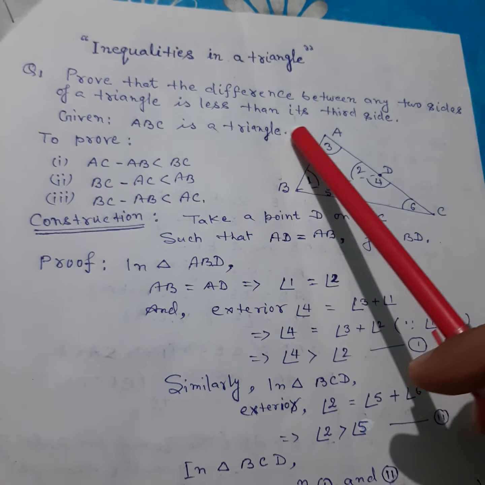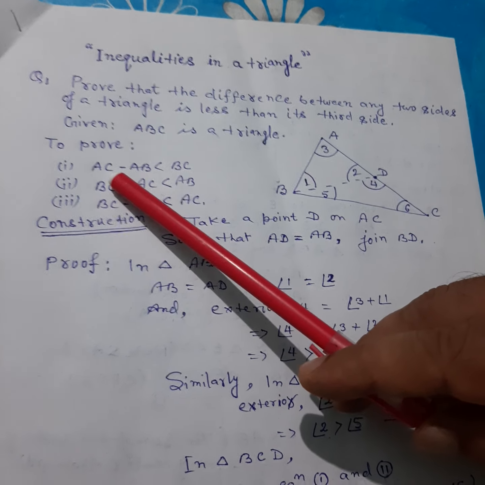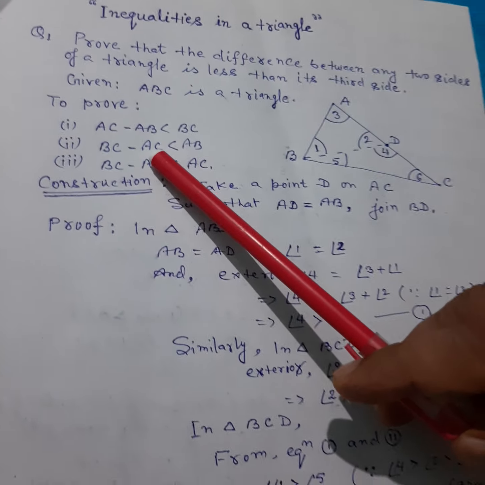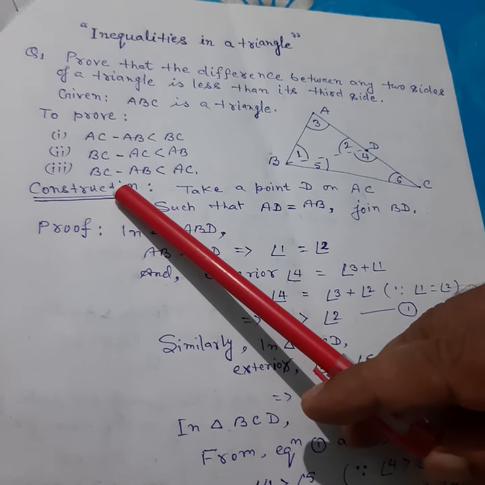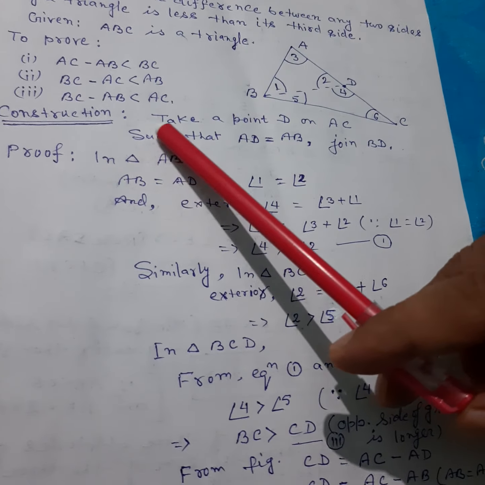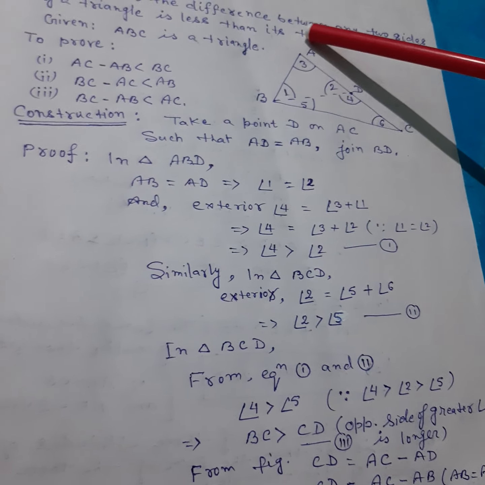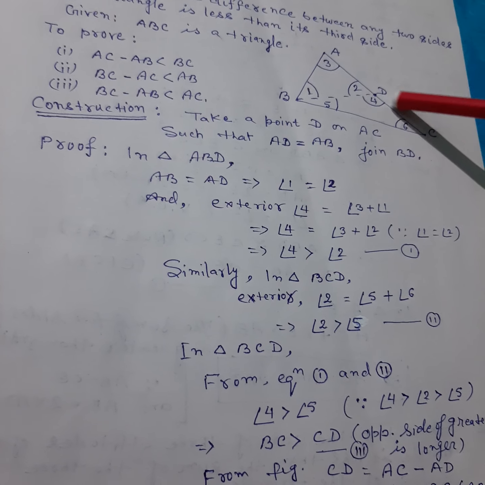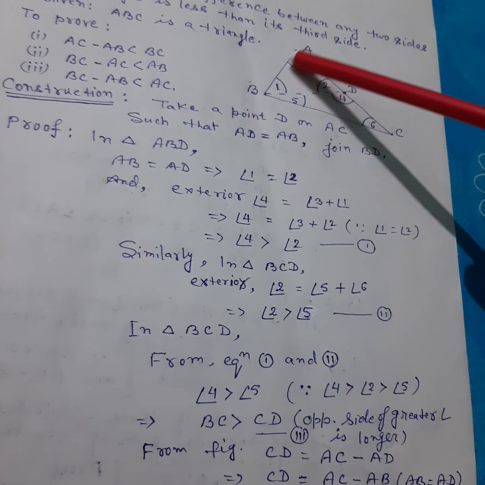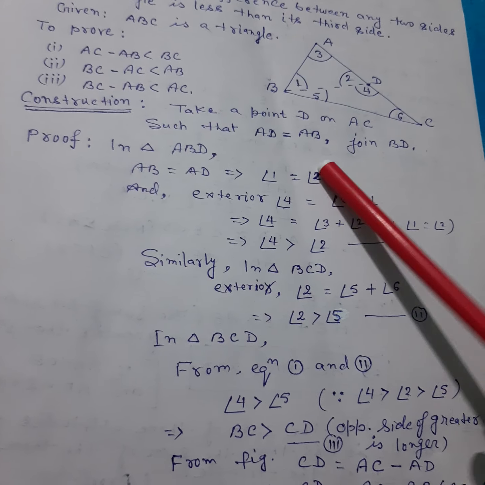Given ABC is a triangle, prove that AC minus AB is less than BC, BC minus AC is less than AB, and BC minus AB is less than AC. Construction: take a point D on AC such that AD equals AB, and join BD.